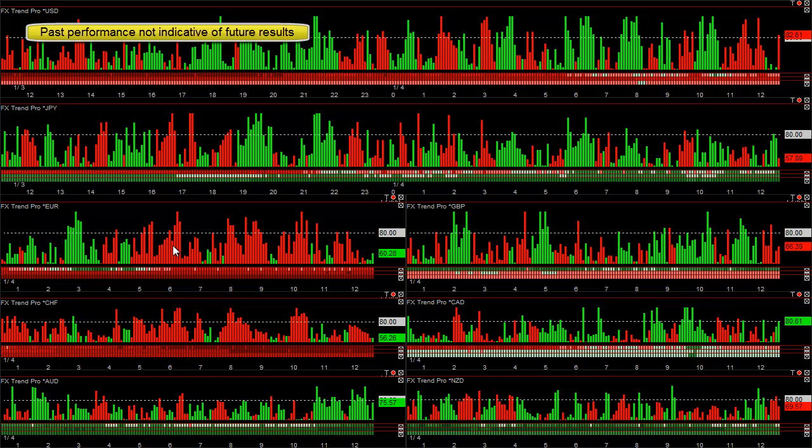And the Swiss is extremely weak. The euro is weak on all time frames. So the euro yen would be a great one to be looking to sell.